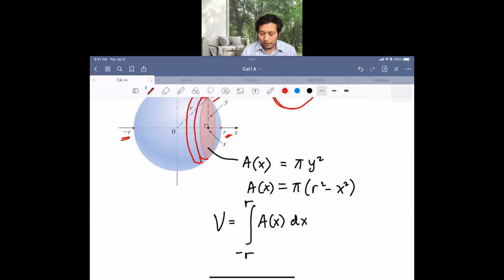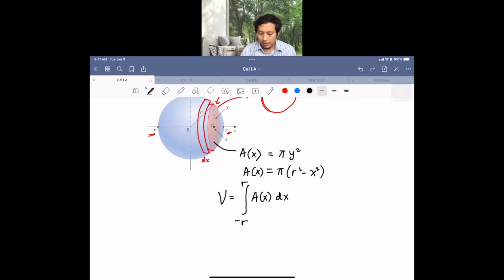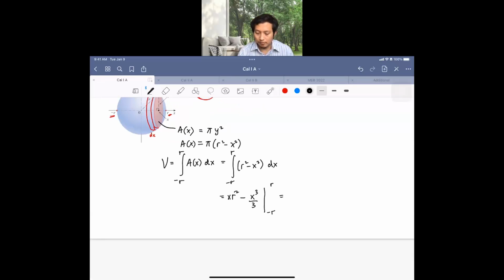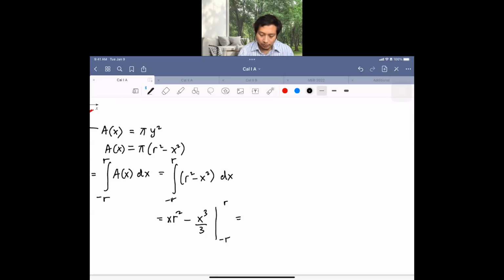This is the height, right? The height of dx here. So A(x) is r squared minus x squared, and then dx. So we integrate with respect to x. So x r squared minus x cubed over 3, from negative r to r. Now we solve this and we find that this will be r cubed minus r cubed over 3.